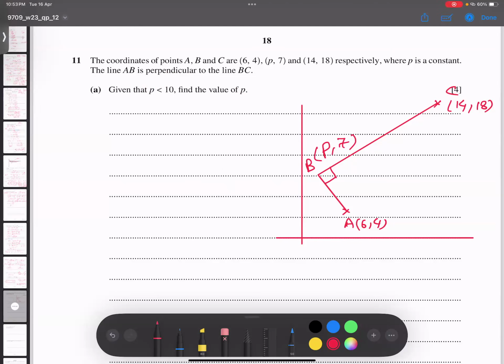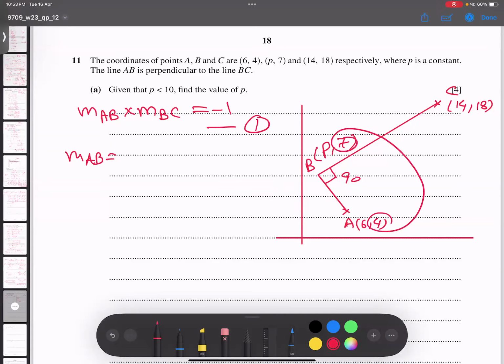I think we can find both gradients. The gradient of AB multiplied by the gradient of BC equals -1. Logically, why is this true? Because whenever two lines are perpendicular to each other, their gradient product is -1. So let's find the gradient of AB. What is the formula? y2 minus y1, so 7 minus 4 over P minus 6.